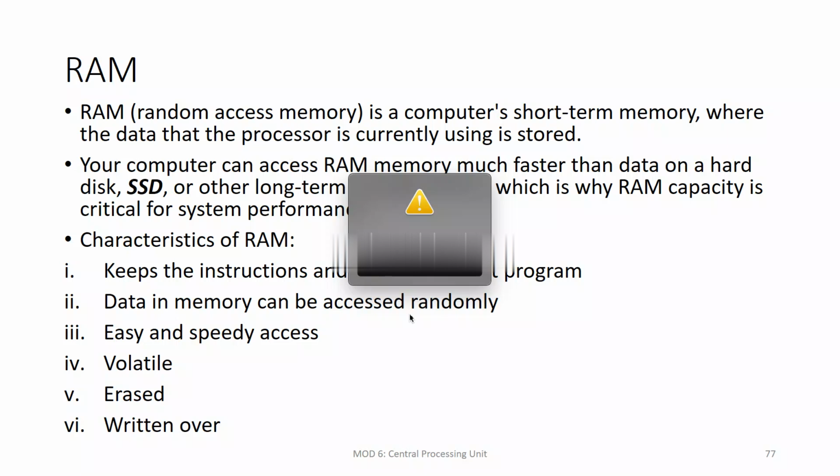So the RAM keeps the instructions and data for current programs. Data in the memory can be accessed randomly. You don't have to have organized data. It can be accessed anywhere. It is easy and fast to access. They are volatile, which means that they can lose data in case power goes off. Then they can be erased and written over, meaning that they support both read and write.